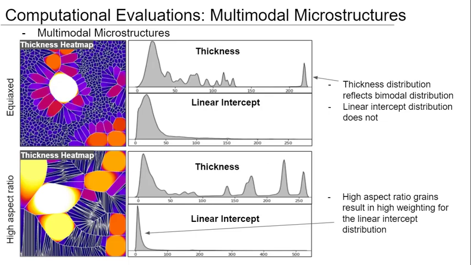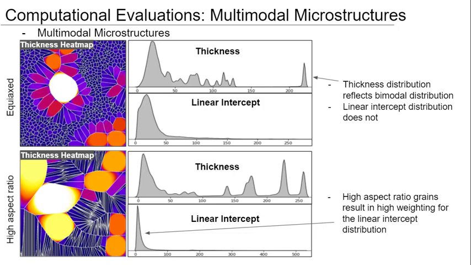The next way I tried to describe these microstructure metrics was looking at how they describe multimodal microstructures. So both equiaxed and high aspect ratio grains that are in a multimodal distribution. What's interesting here is that the thickness kernel density estimation plot describes more precisely the area amount of large grain and the area amount of small grains, whereas the linear intercept method does not.